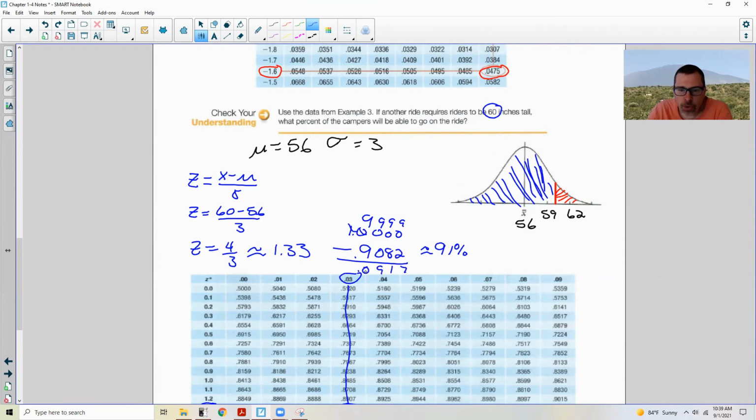Now we're at 0.0917. So instead of saying 91%, we're now going to move the decimal two places to the right. It's approximately 9.2%. Only 9.2% can ride the ride. 90.8% are too short to ride the ride. What percent of campers will be able to go on the ride? 9.2%. So be careful with that. When you're to the right, these values are the area under the curve to the left of where we are, and you need to subtract them from 1.